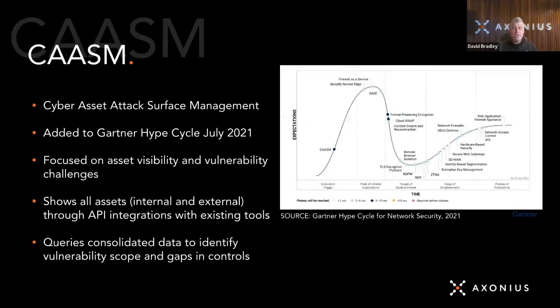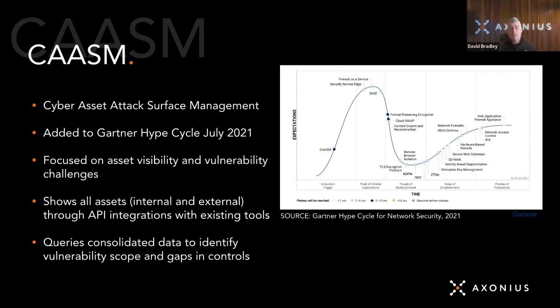And this is where we introduce, how do we address all of that? Well, we address all that with the idea of what we call CAASM. And Leyton already laid out what CAASM is here, the Cyber Asset Attack Surface Management. And really, this is focusing on asset visibility and vulnerability challenges in the modern landscape. And I suppose the definition really is being able to see all assets, both internal and external, through API integrations with the data sources that you already have, right?